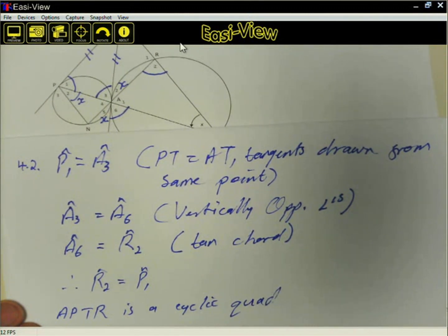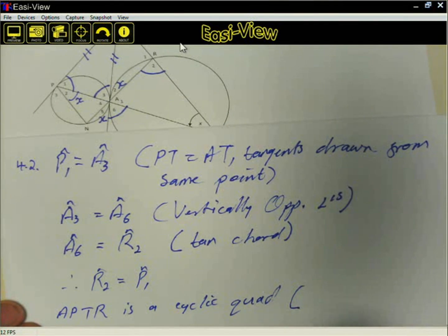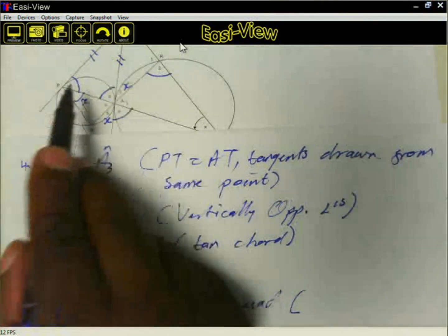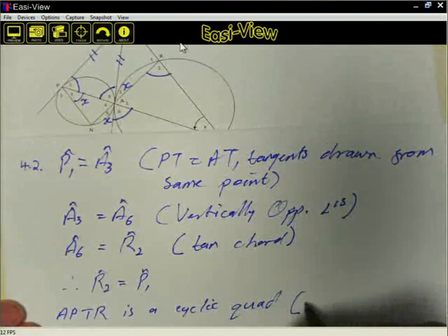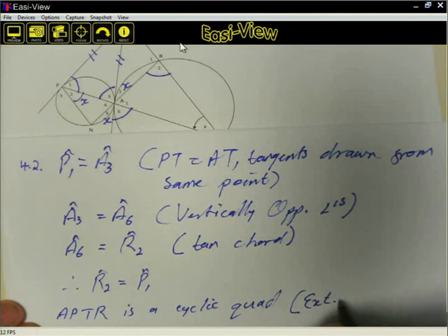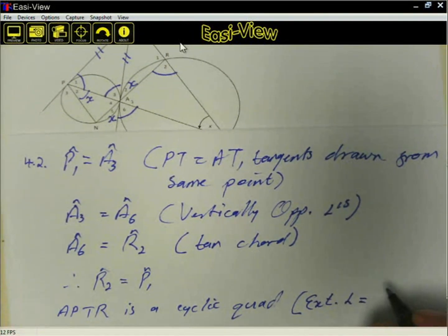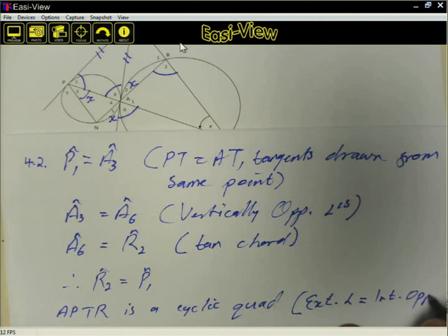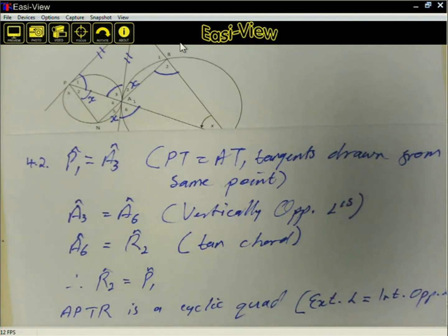Why do you say it's a cyclic quad? Now you provide a reason. Because the exterior angle is equal to the interior opposite angle. And once the exterior angle of a quadrilateral is equal to the interior opposite angle, then we know that that quadrilateral is cyclic.